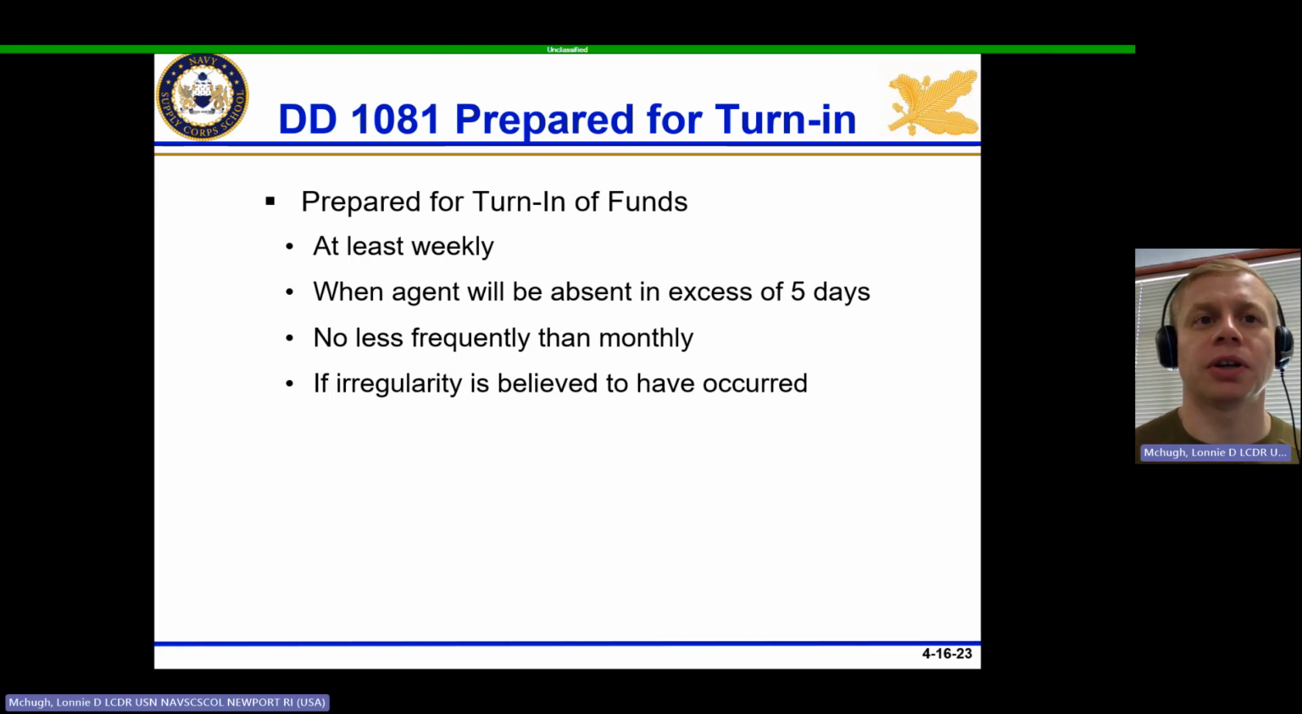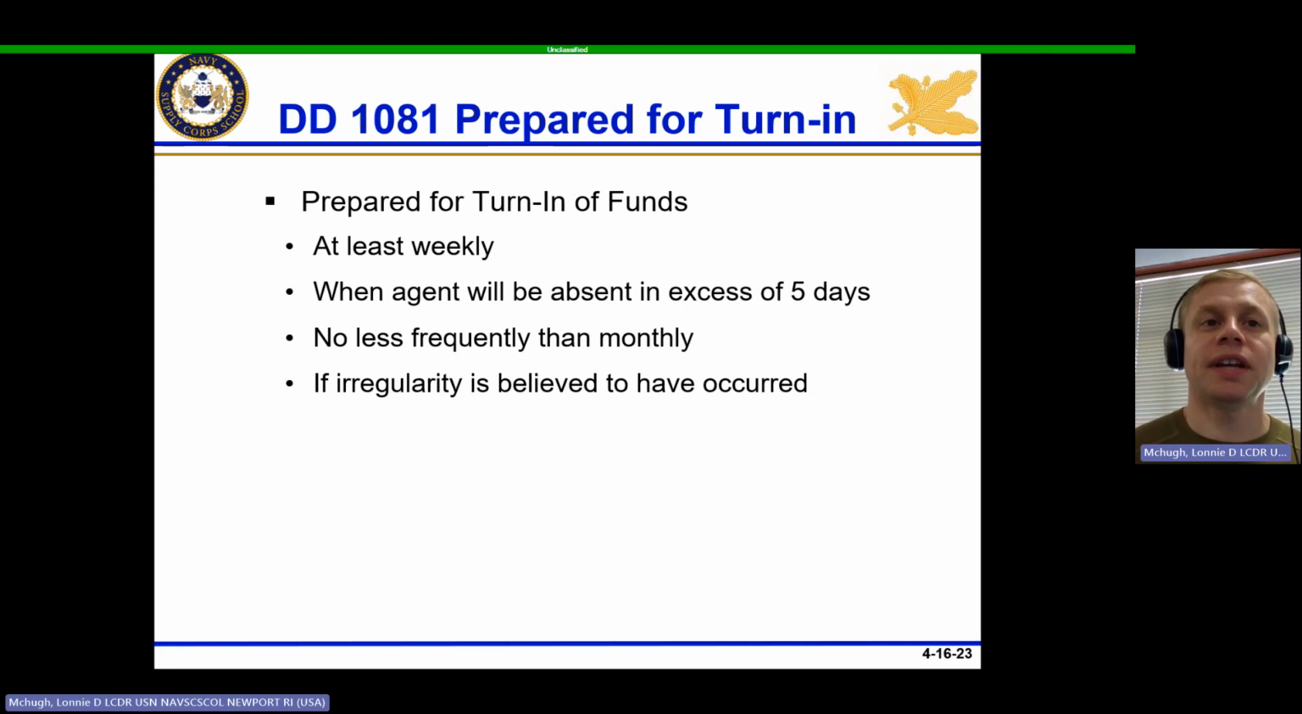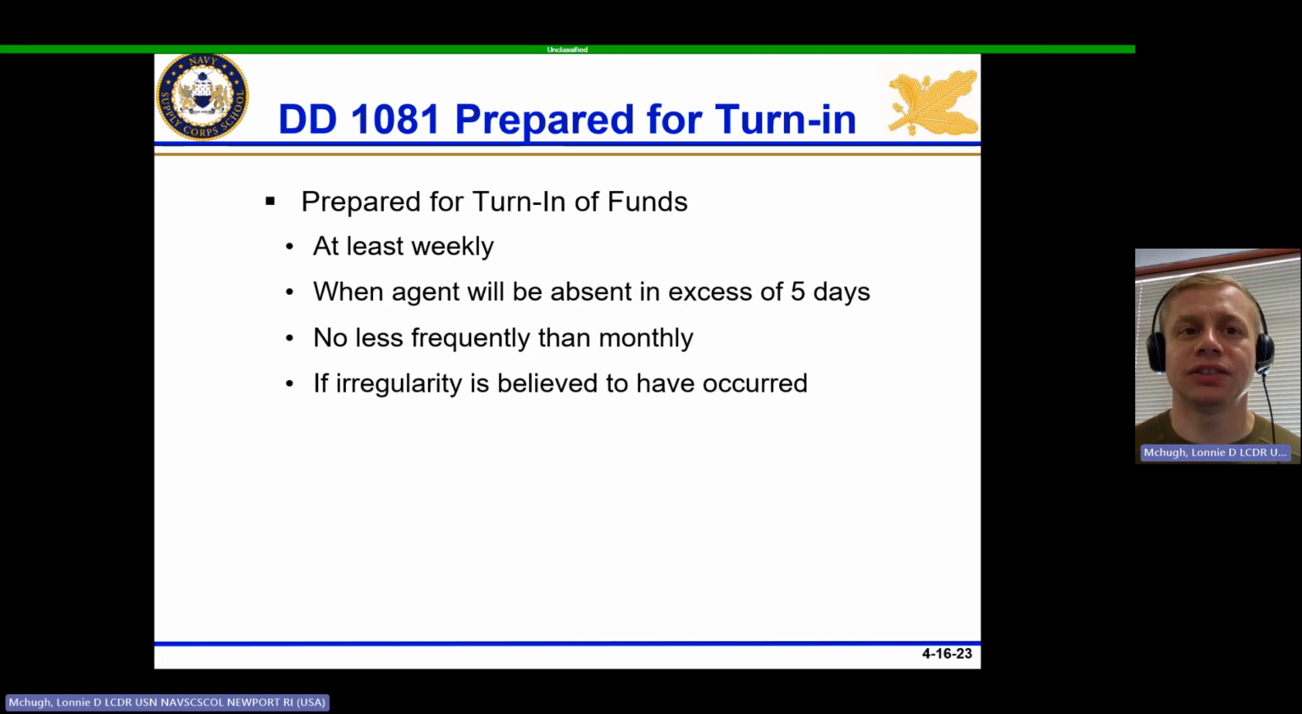Right, moving on. So we're going to go to the turn-in. Just as the disbursing officer created the 1081 for an issuance of funds to an agent, if the agent is returning funds, they will initiate the 1081. They're going to do this at least weekly, so you want to close it out weekly, probably before the weekend. And you're also going to do it if the deputy or the agent is going to be gone 5 days or more.